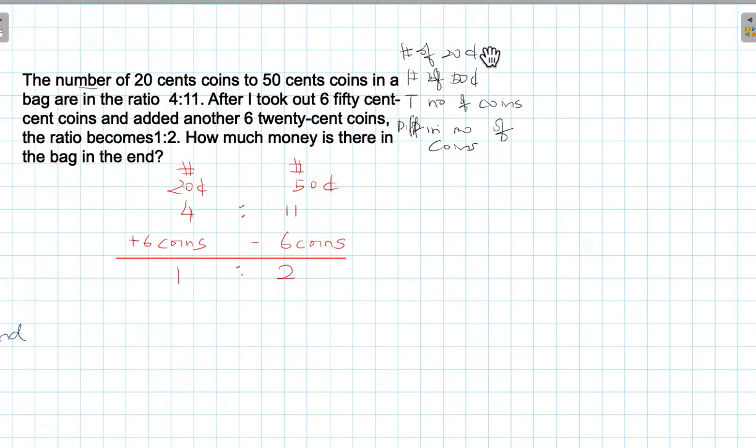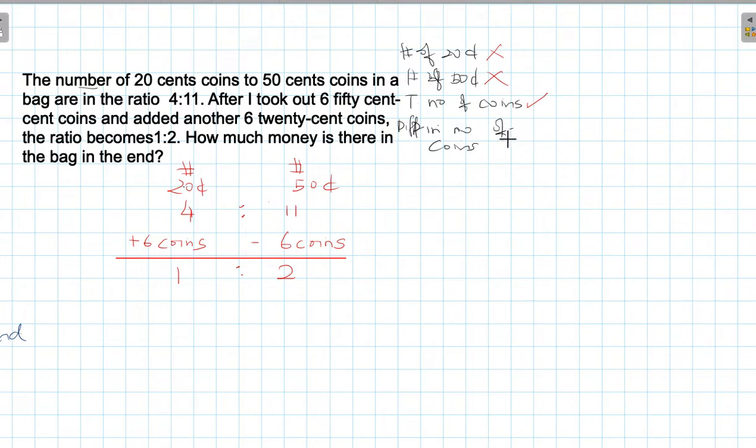I'm always thinking here. My number of 20-cent coins, I have added. Correct. I added already. So it's not the same. It's not the same, because I add from the beginning to the end. Then the number of 50-cent coins, from the beginning to the end, I take away. So it's not the same. But then what about the total number of coins?